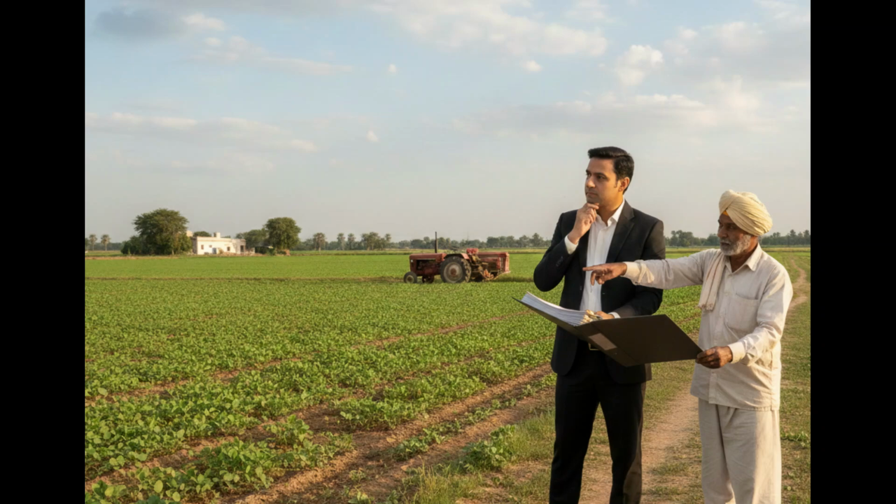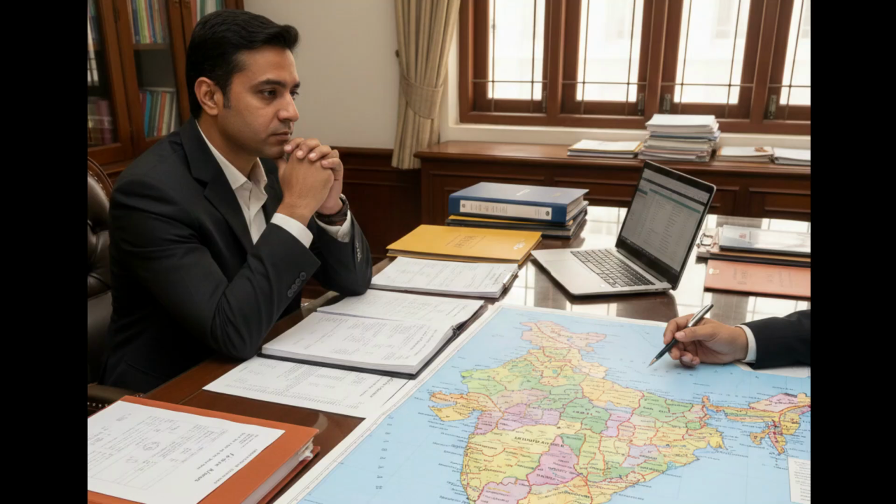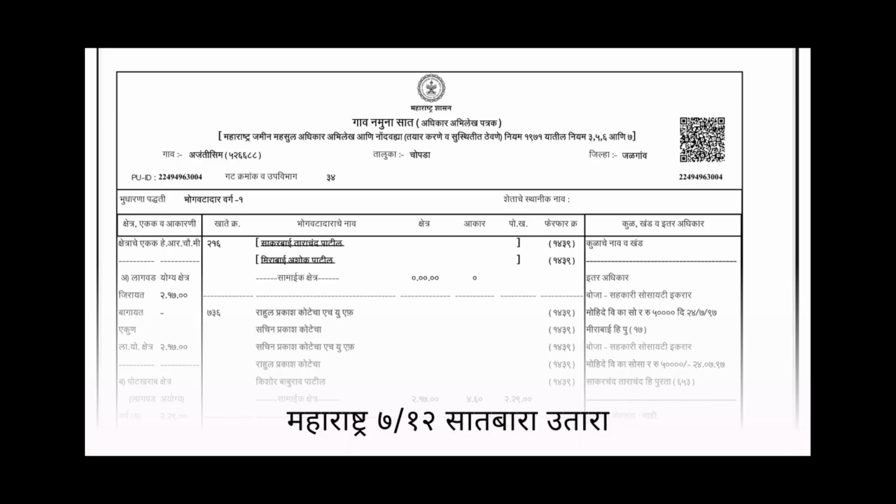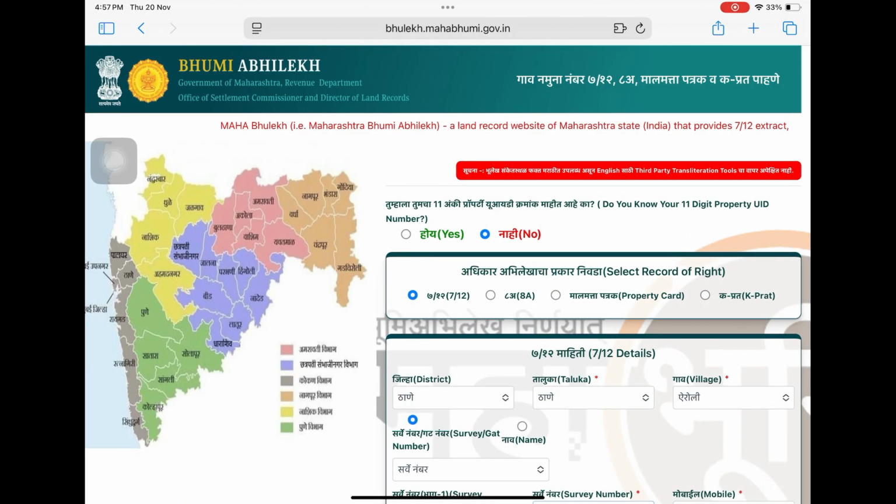Before buying any land in Maharashtra or in any other state, you must check this one document, that is Satbara. In Maharashtra, you can download it from bhule.mahabhumi.gov.in. Here select Satbara. Now this 8A, property card and K Patra, we'll check in some another video.